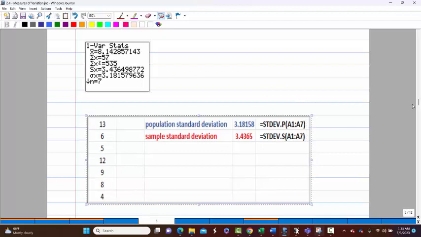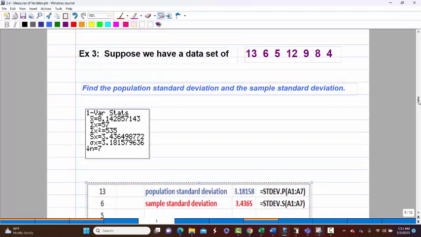Oh, this one, let me go back and look at the instructions. This one just wanted the 2 standard deviations, which come right out of the calculator perfectly. I didn't want any variance. So you see I only used the 2 standard deviation commands in Excel. But there's the output in the calculator.